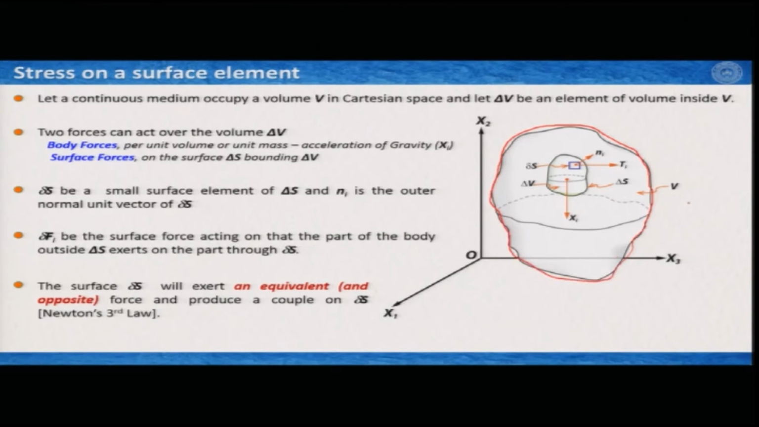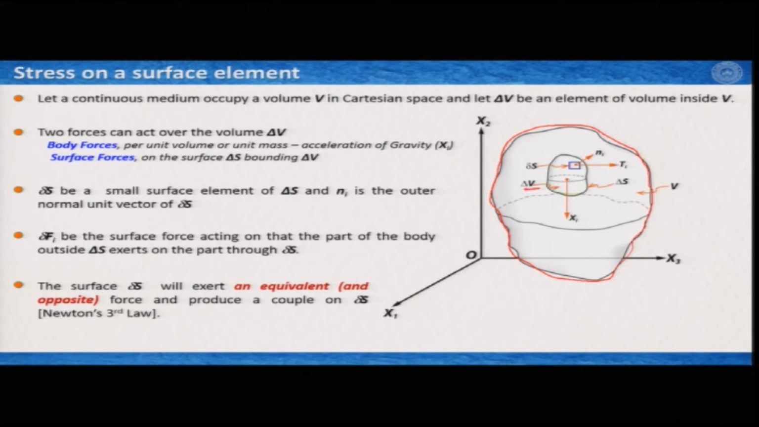So, this is volume V in Cartesian space, and within this you have a very little volume element, which is delta V, inscribed in the volume V. Now, why am I considering this? I am considering that this entire V is a very large body and it is a continua, and within this continua I am considering a very small volume.